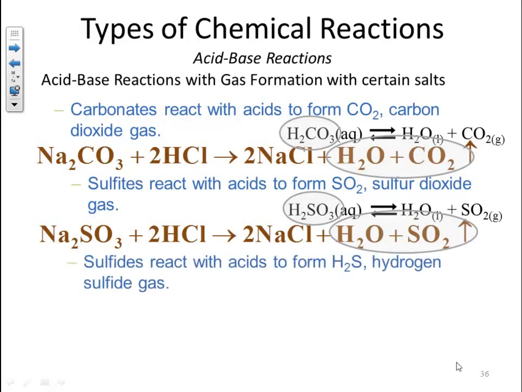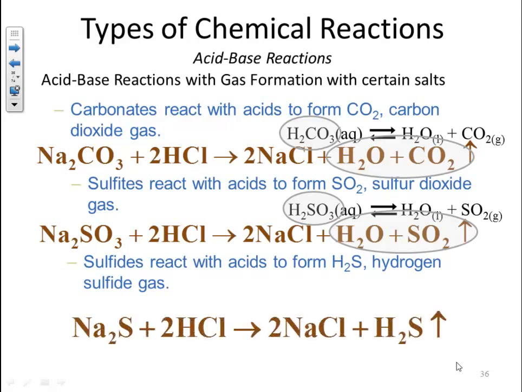Sulfides react with acids to form H2S, hydrogen sulfide gas. Sodium sulfide plus HCl gives me sodium chloride and my hydrogen sulfide gas.